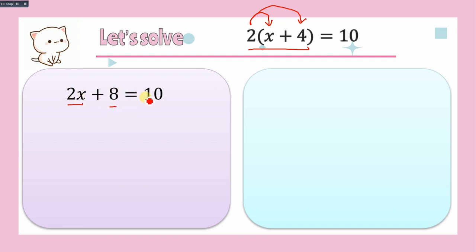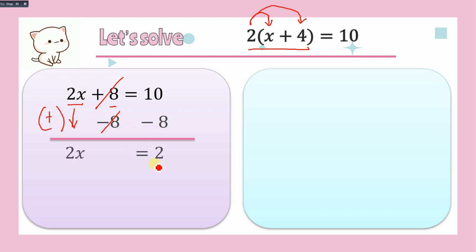Now, our goal is to find the value of x by eliminating the numerical coefficient 2 and the constant 8. So we add negative 8 to both sides. So bring down 2x and we can cancel out 8, and then 10 plus negative 8 will become 2x equal to 2.